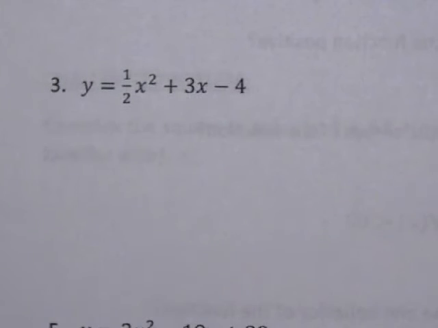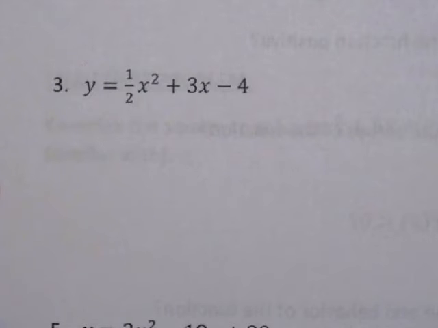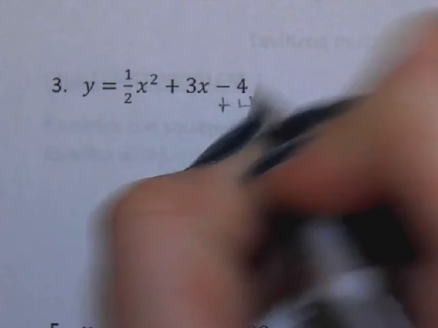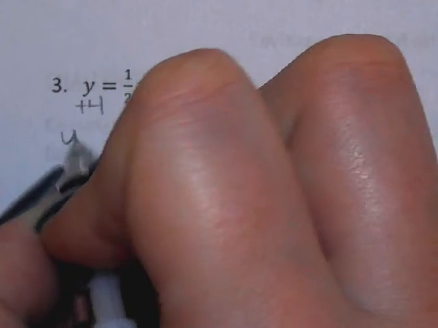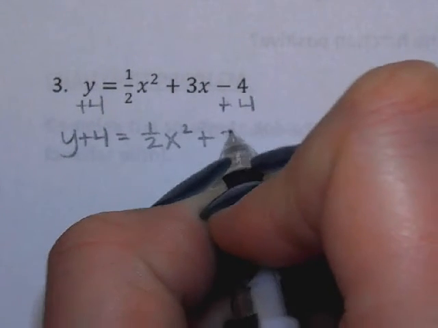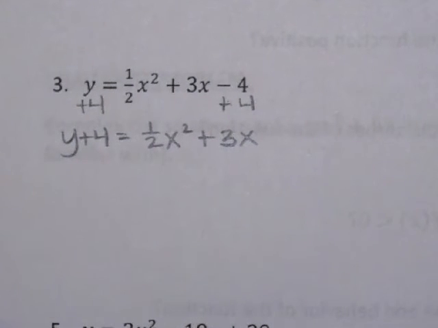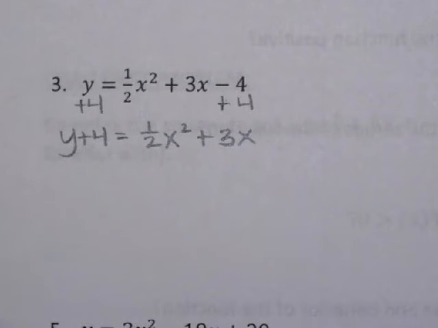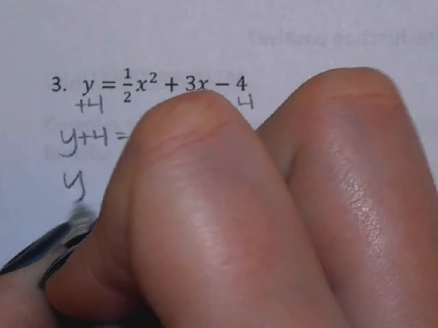Number 3, we can do it. Ready? All right. What is the first step? Add the 4. Okay. All right. Then what do I do? Take out the half. Okay. Y plus 4 stays the same.